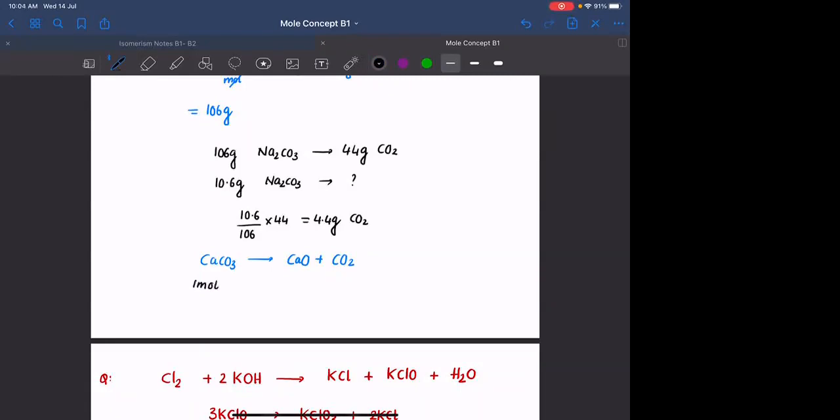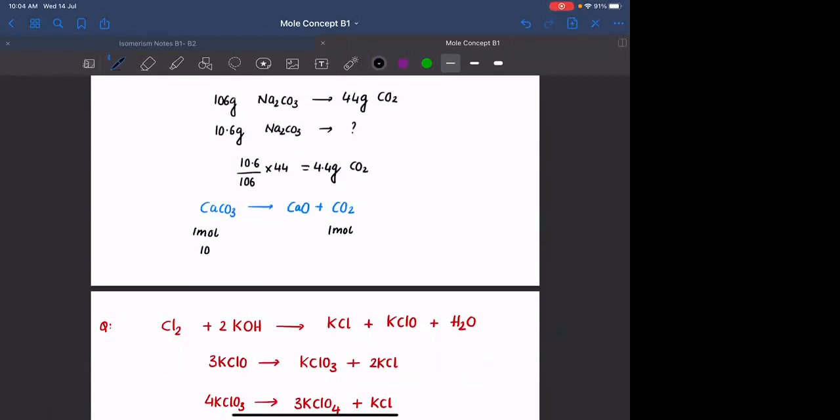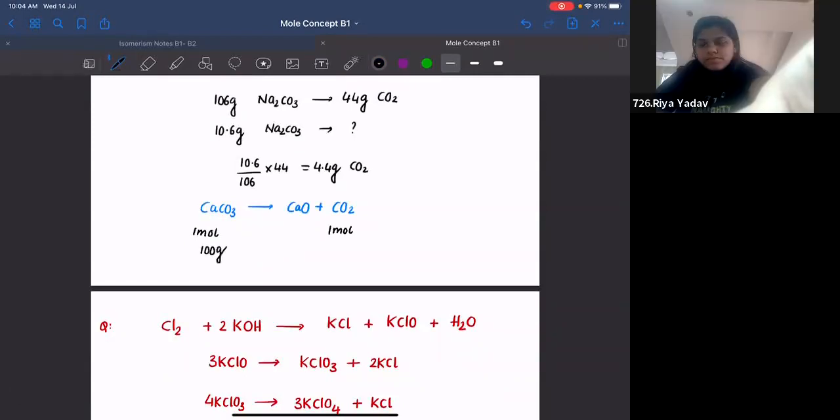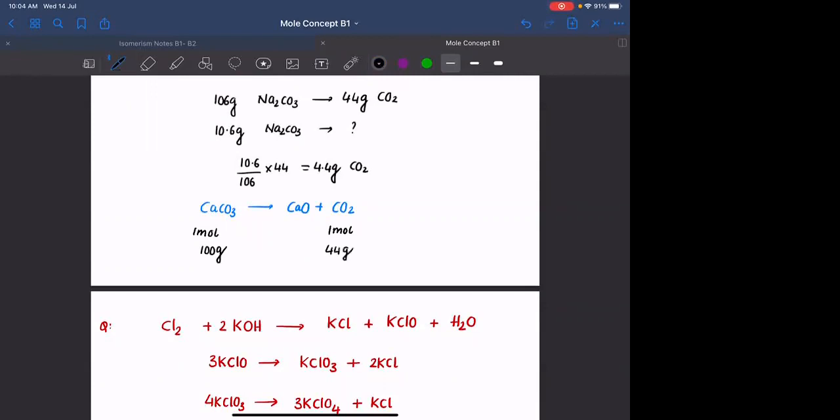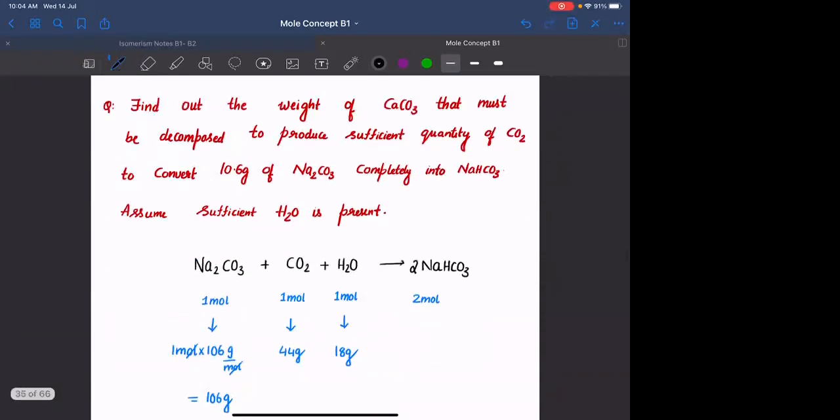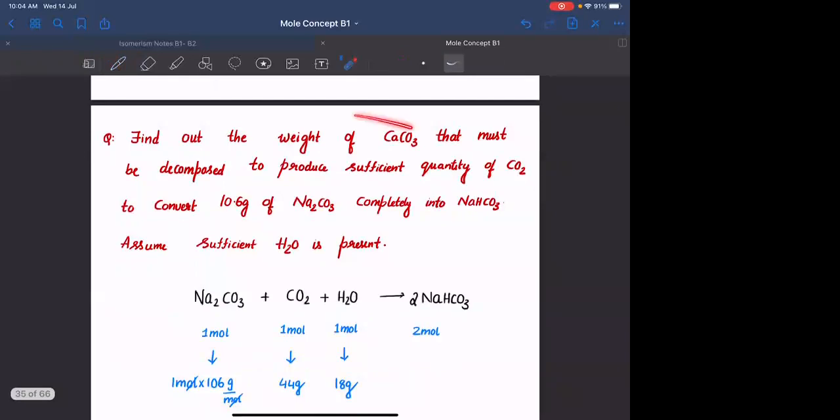1 mole is giving me 1 mole of CO2. 1 mole means how much? 100 grams. If 100 grams is giving me 44 grams, how much weight of CaCO3 will give me 4.4 grams? 4.4 upon 44 into 100. Again, unitary method, which is equal to 10 grams. 10 grams of CaCO3. So the answer is 0.1 mole of CaCO3 must be decomposed, or 10 grams. They're asking, find out the weight of CaCO3.